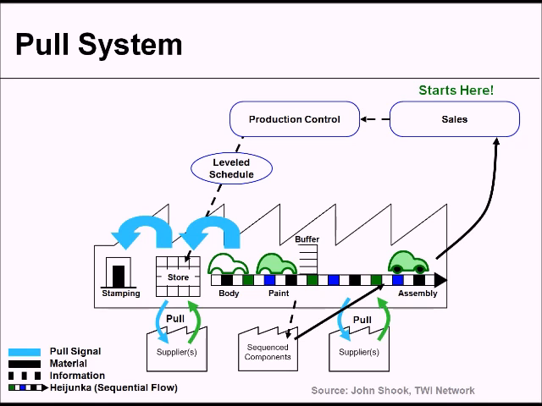And basically, as it flows down the line, it's all driven from that sales. So you can see how it pulls. The end of the line basically goes to the sale, so that creates a pull for the one before it, and then it drives all the way back through the system.